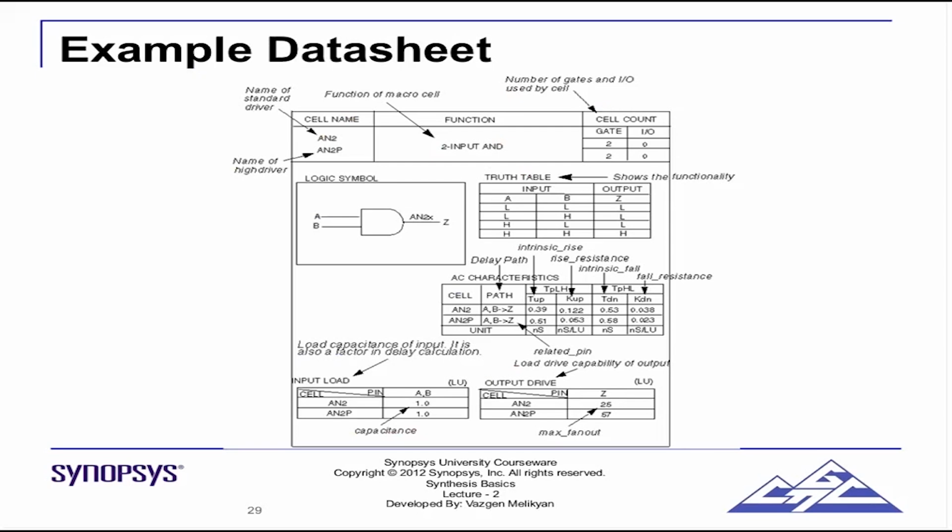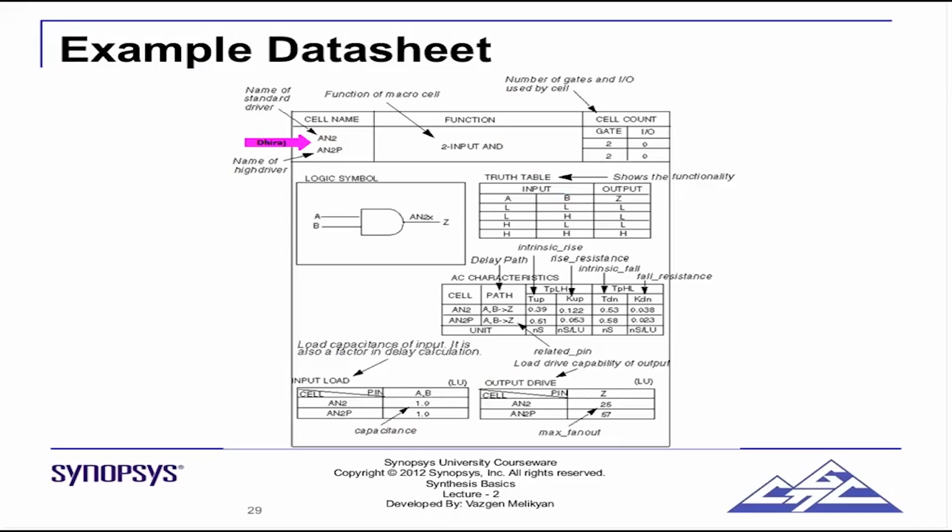Now let's look at an example data sheet of a particular cell, an AND gate. So usually a data sheet will have a logic symbol which tells you what the gate does. It gives you the truth table where you have values of inputs and what is the value of output for a particular case. It has a naming convention.